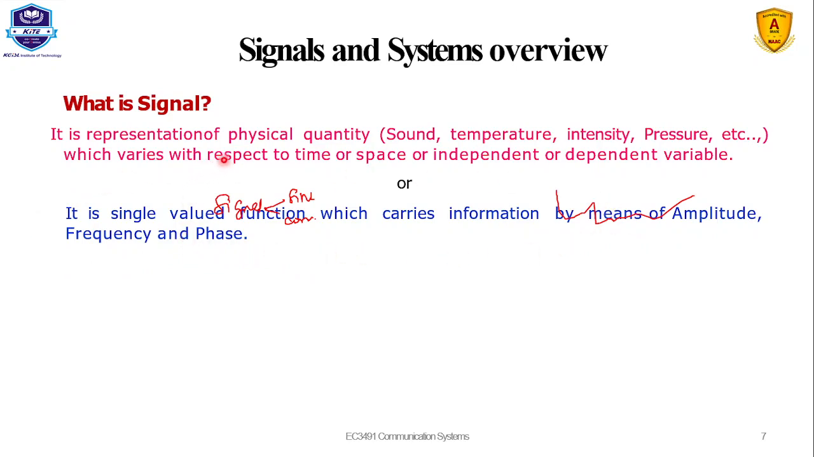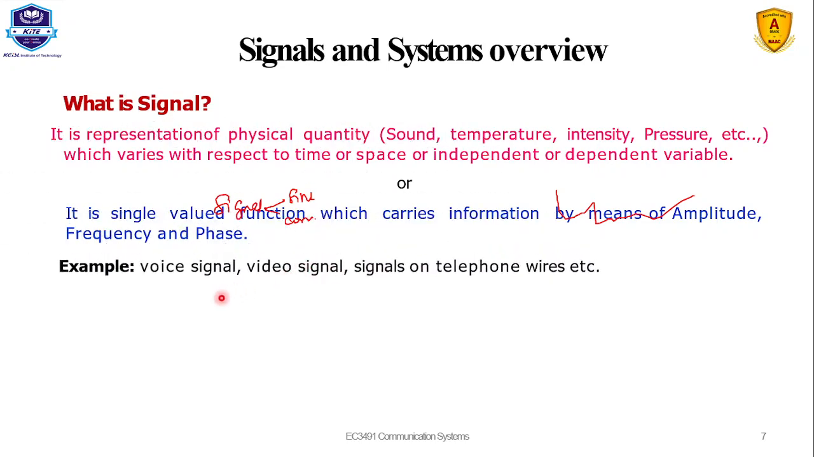But previously, when the basic signal is represented, in terms of real world scenarios, you should remember that a signal can be of any form. Whatever I am speaking now is in audio format, that is a sound signal. That is an example of a signal. Here are some examples you can relate: the voice signal, what I am speaking now, video signal when you watch movies, and signals on telephone wires. Nowadays we don't talk about telephones, we can say cell phones or mobile phones.